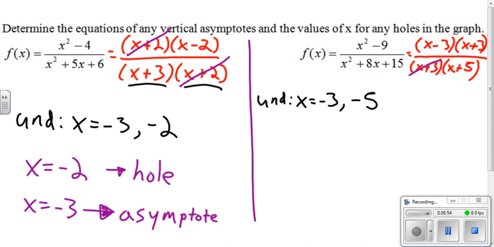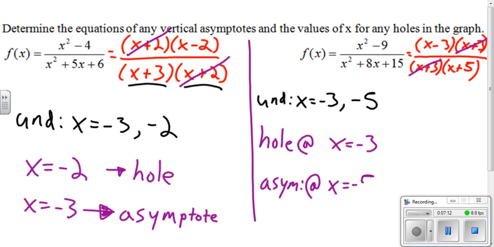X plus 3 and x plus 3 we can divide out. So we'd say we have a hole at x equals negative 3, and we have an asymptote at x equals negative 5.